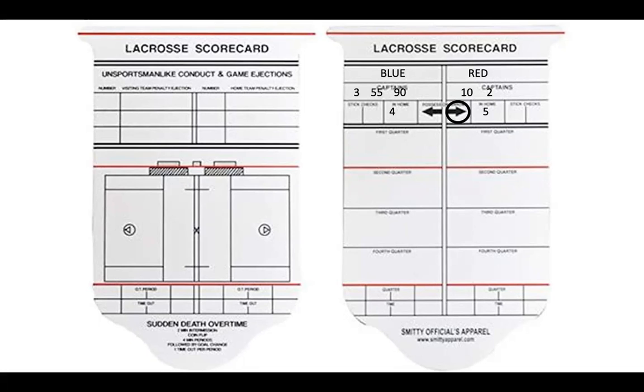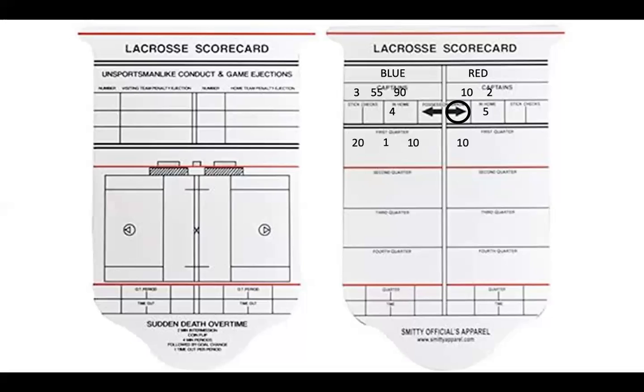After we do the coin toss and the teams have a choice of what goal they're going to defend or alternate possession, we're going to circle that arrow. In this instance, red has the first alternate possession. So I'm going to circle that they have that first alternate possession on the field.